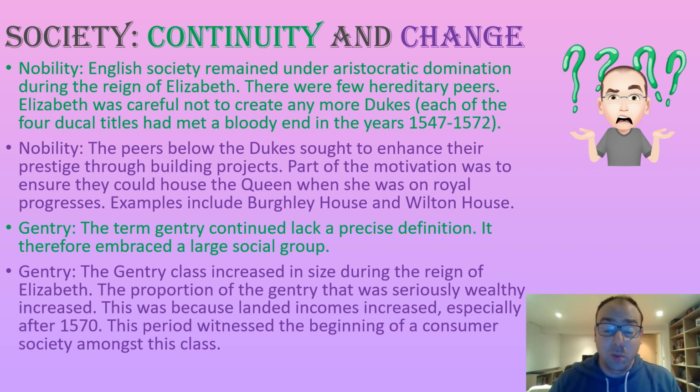The number of hereditary peers was declining, and Elizabeth was careful not to create any more dukes after the four ducal titles had met bloody ends in various circumstances, 1547 to 1572. So there is a degree of continuity there in terms of the dominance of this group, and we do talk about new money and new men in Elizabethan England and people making their way. But it's very important to note that the hierarchy of society pretty much stays in place, and therefore the dominance of the aristocracy doesn't go away.